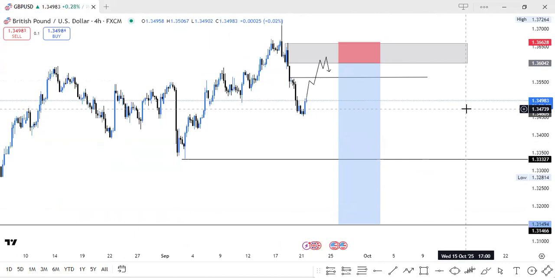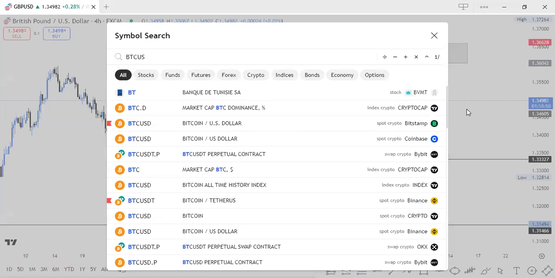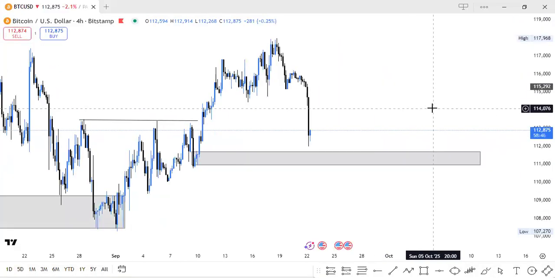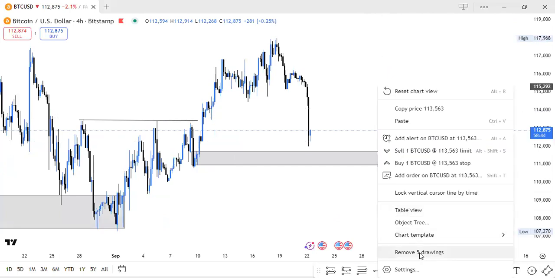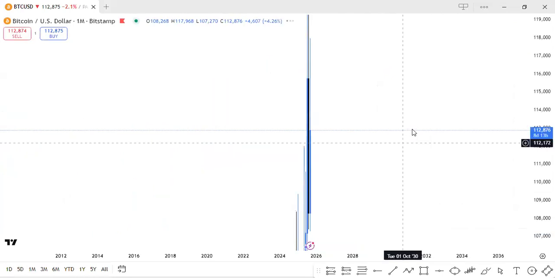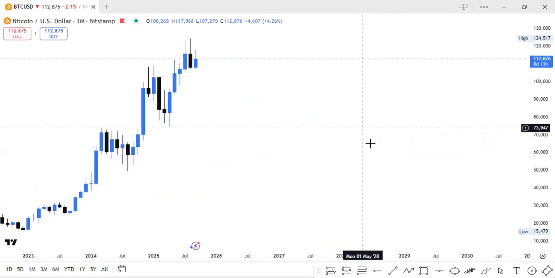Okay, let's analyze the next pair, which is BTC USD. Now BTC USD, as you all can see, I have an anticipation, but let us take this analysis from the monthly time frame as usual. Now, on the monthly time frame on BTC USD, what can I really understand here?